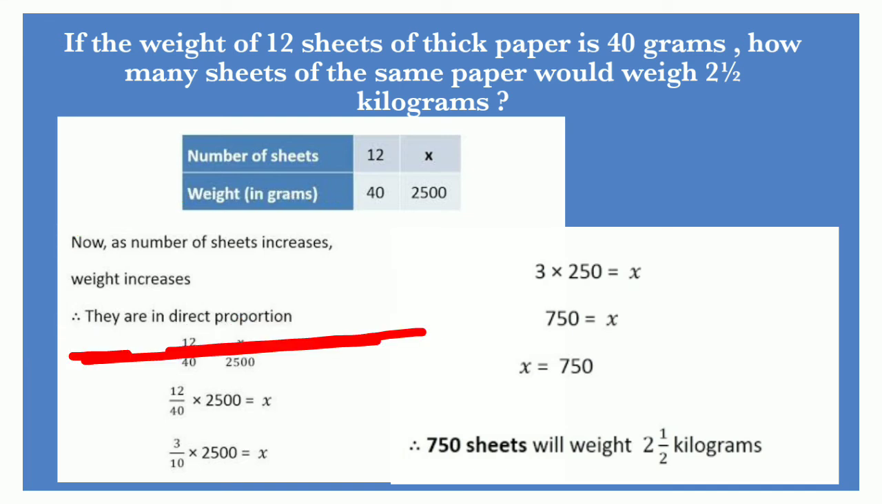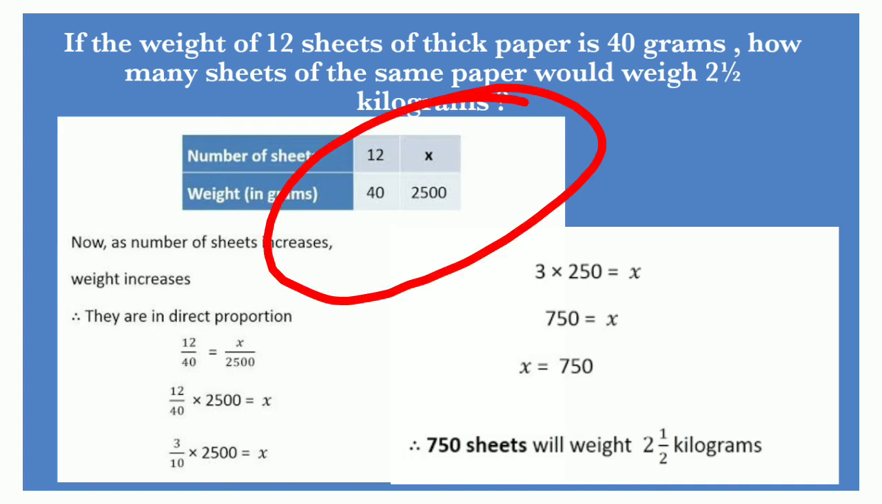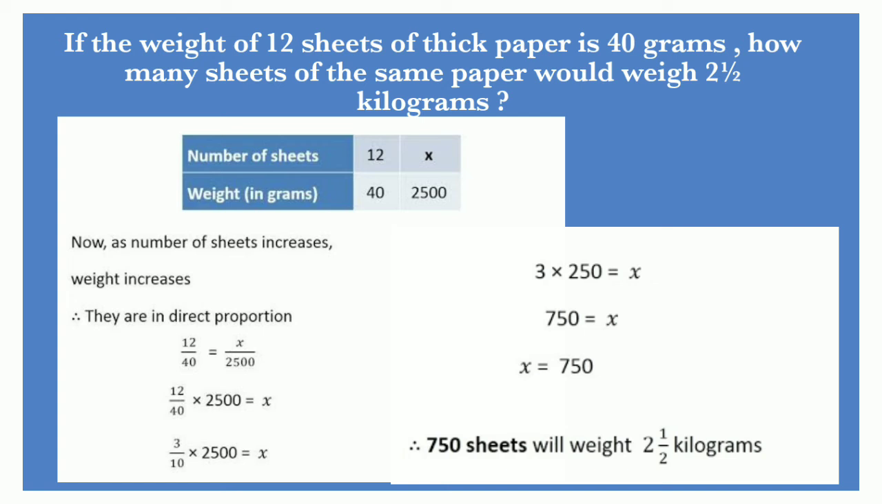So what are the given measurements? Number of sheets 12. What is the weight of these sheets? 40 gram. So we have to find for two and a half kilogram weight. That is, two and a half kilogram means 2500 gram. Here 1 kilogram means 1000 gram. So 2 kilogram means 2000 gram. So 2500 means two and a half kilogram.